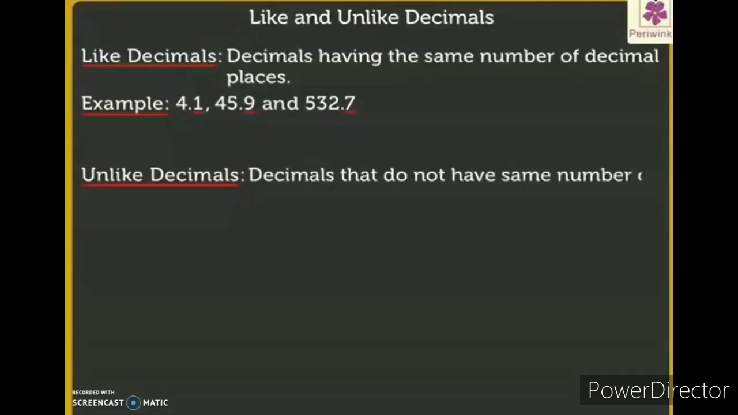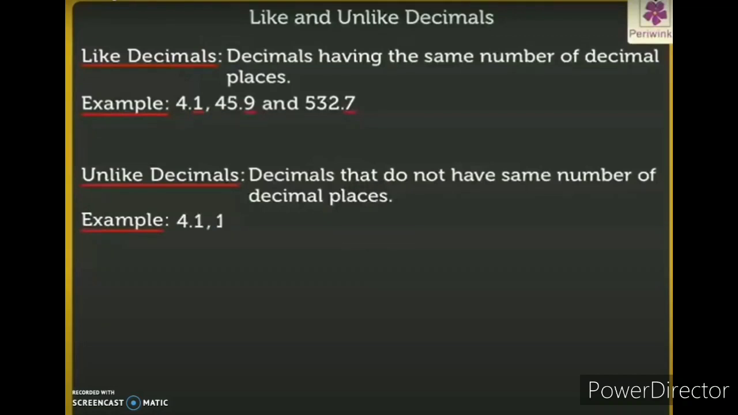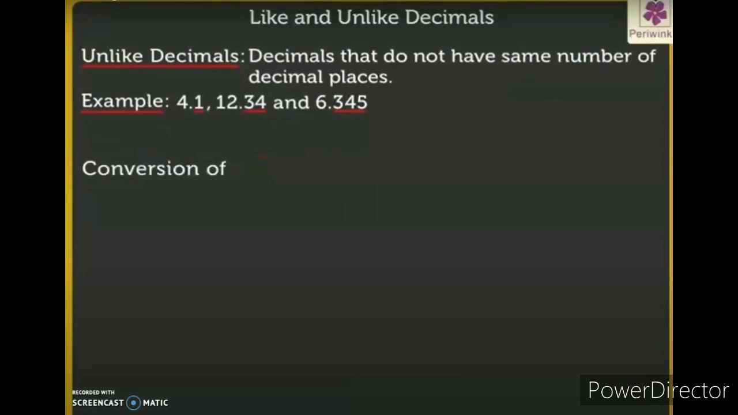Next, children, unlike decimals. The decimals that do not have the same number of decimal places are called unlike decimals. For example, 4.1, 12.34 and 6.345. You can see after the decimal point, 4.1 has one place, 12.34 has two places, and 6.345 has three places. So these are all unlike decimals.